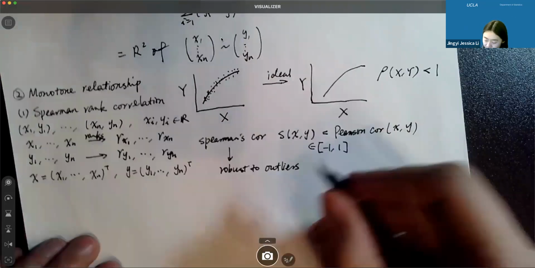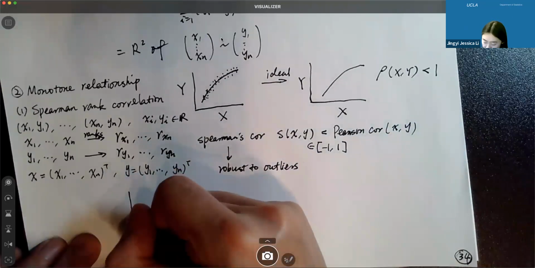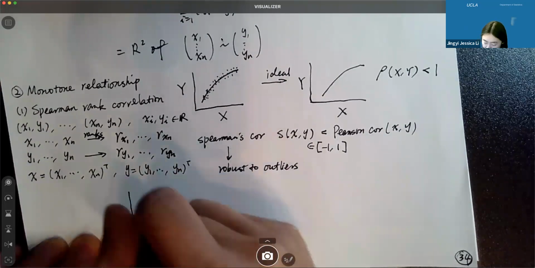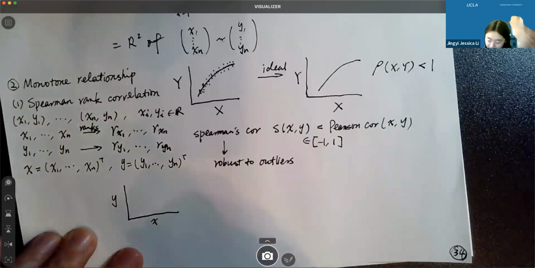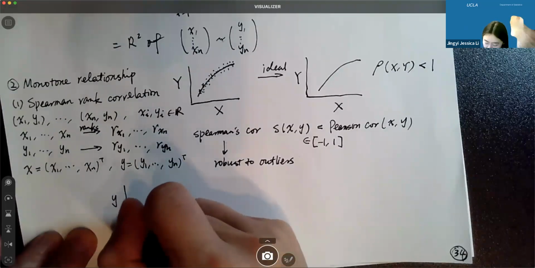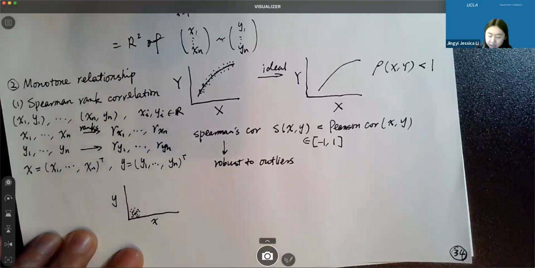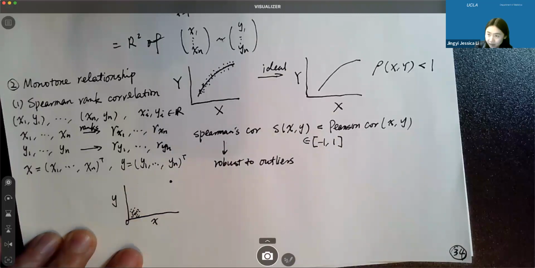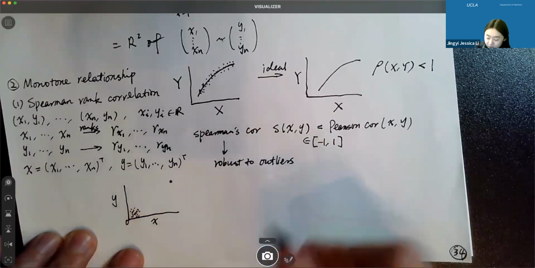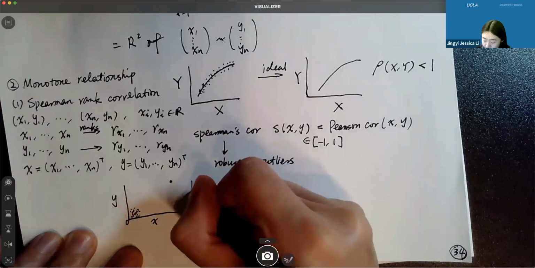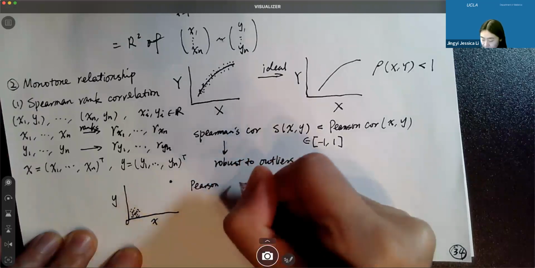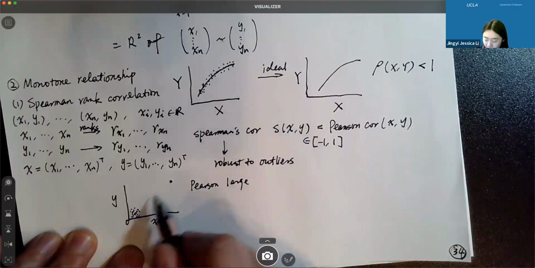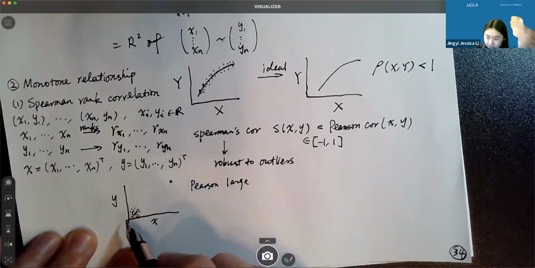So for example, let me just give you one extreme example. Let's say that when you plot your data points, m points, x and y, you have a scatter near 0, but you have a very far away point right here. In this case, if you compute the Pearson correlation, the Pearson correlation could be large, okay? Because you can have a very clear line going through this point and the scatter.